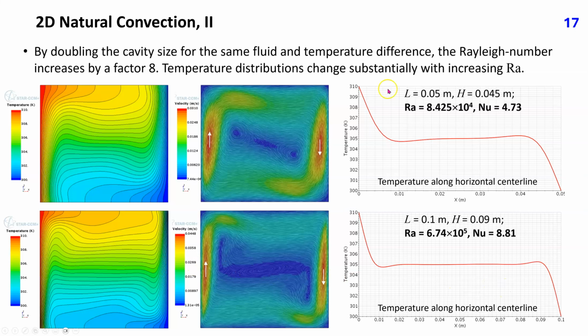With increasing cavity size, temperature gradient at isothermal walls increases and isotherms tend to be horizontal in central part of the cavity while they become denser near isothermal walls. The Nusselt number roughly doubles when the cavity size is doubled.